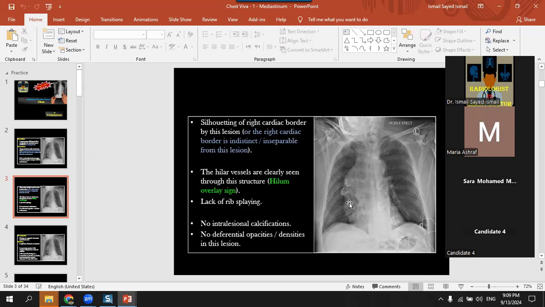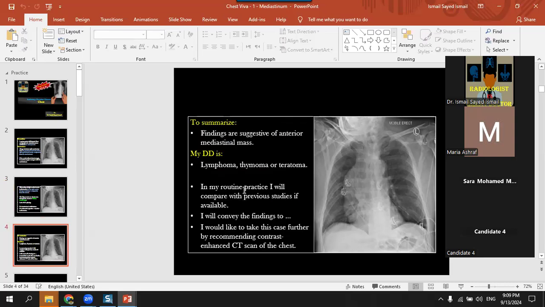No intralesional calcifications or differential densities within this lesion, which has the same meaning. Okay. Then no other lesions, unremarkable bones, normal breast shadows if present, if female, and so on. To summarize, you have to summarize every case, please. Some examiners will remain silent until you finalize. If you didn't finalize the case, they may be silent and you will lose your time. You need to finish these cases in a shorter time.